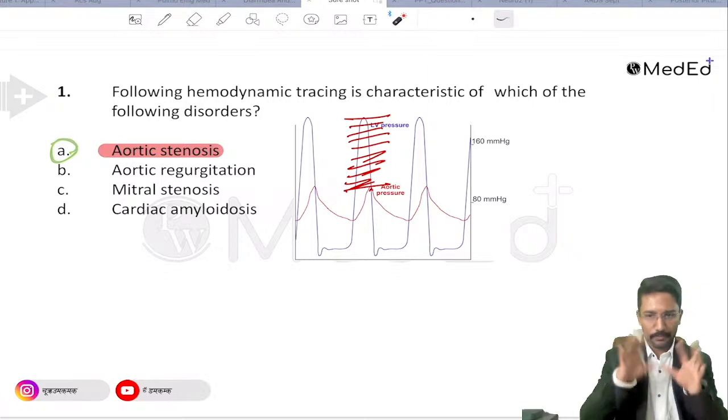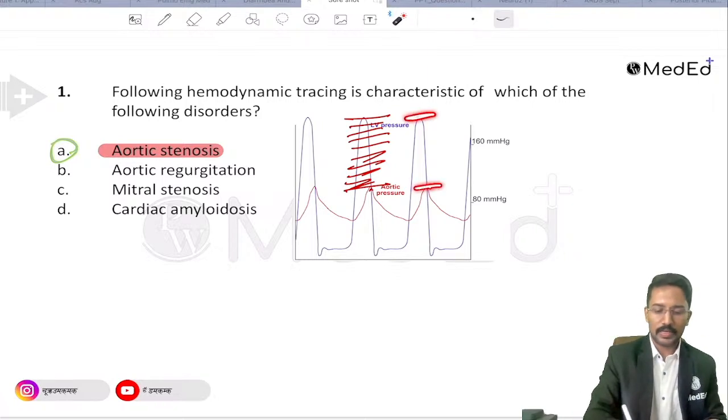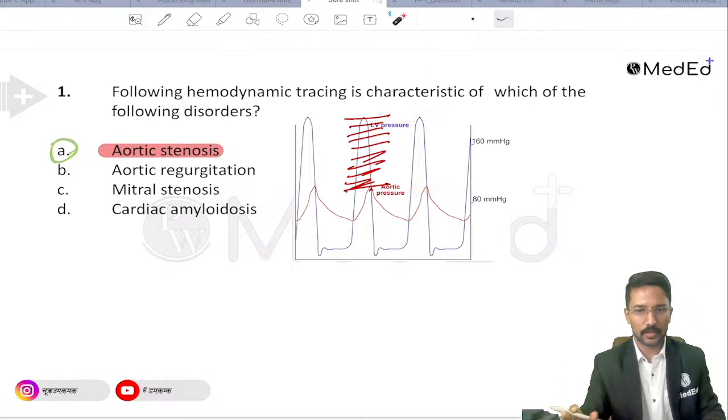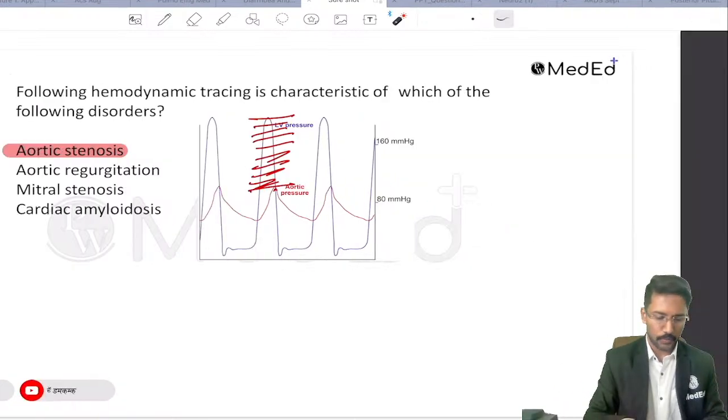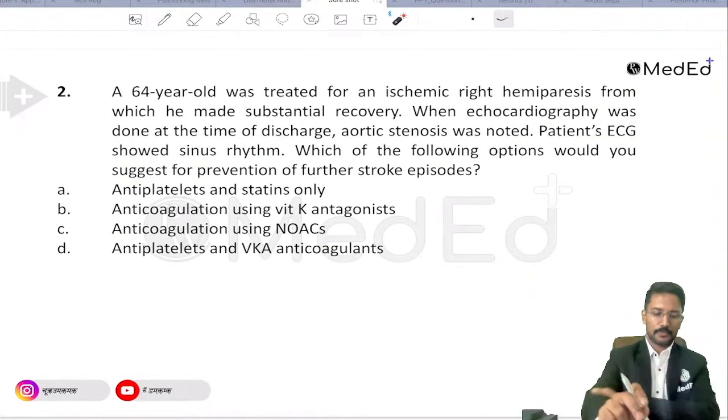Even if you have not understood this, if you notice that there is a gradient between the left ventricular pressure and the aorta pressure, it is suggestive of aortic stenosis. Okay, cool. Now let's go to the next question.